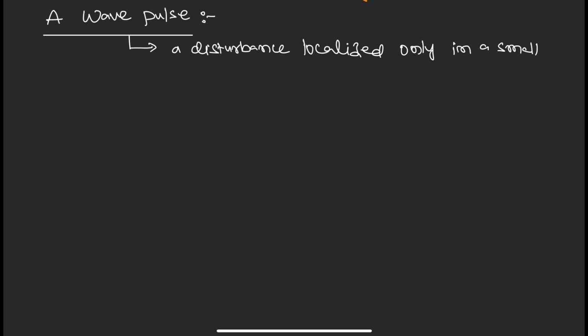Here we are discussing a wave pulse. A wave pulse is a disturbance localized only in a small part of space. Okay, so for the propagation of wave.